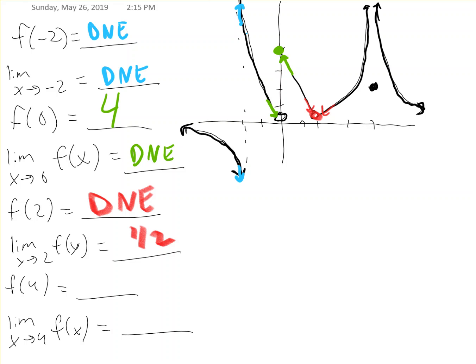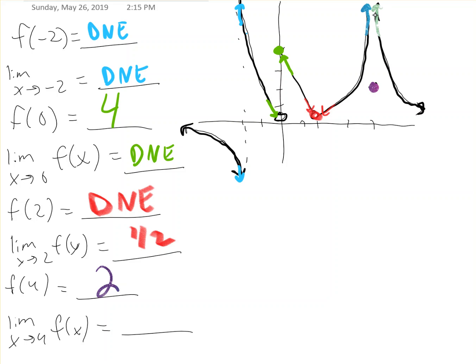And to finish off, f of 4 is right there. When x is 4, y is 2, so no problems there. And then over here, approaching 4 from the left goes to infinity, and approaching 4 from the right, also infinity.